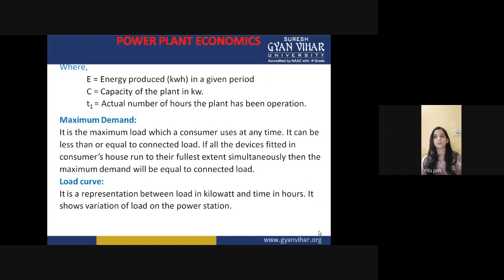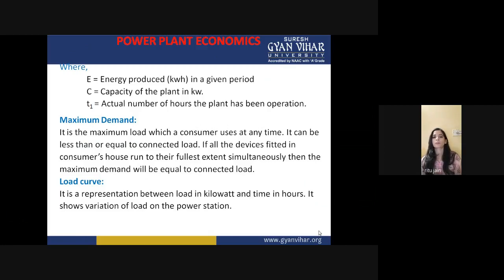And what is your maximum demand? It is the maximum load which a consumer uses at any time. It can be less than or equal to the connected load. If all the devices fitted in the consumer's house run to their fullest extent simultaneously, then the maximum demand will be equal to the connected load.